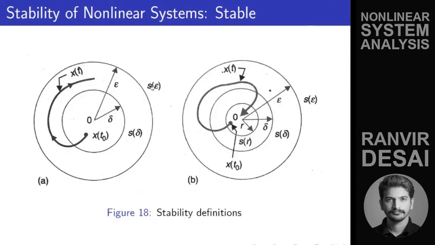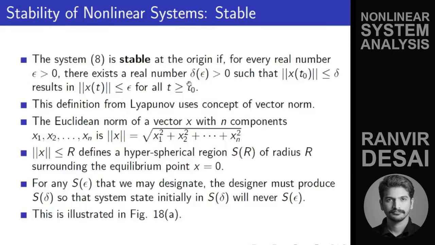This S of epsilon is the sphere. S is just a notation we are using for denoting its enclosure by that epsilon. Epsilon is nothing but the radius of that circle. So if we start from the circle of delta, we move and remain in the circle of epsilon, then it is called a stable system. So this is a stable system's diagram. Okay, this is the definition.